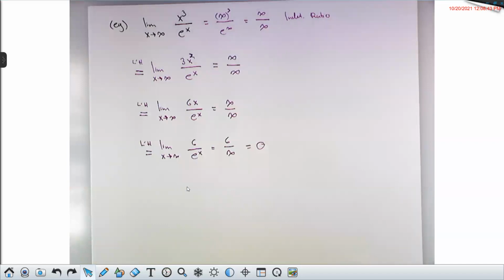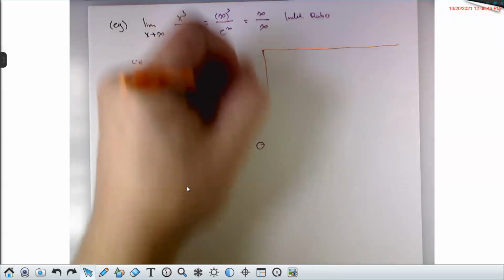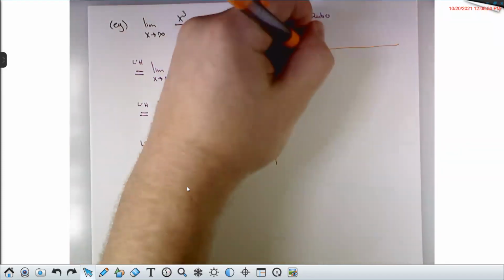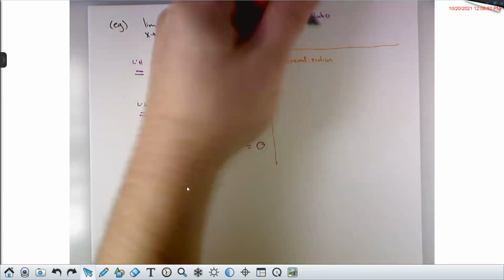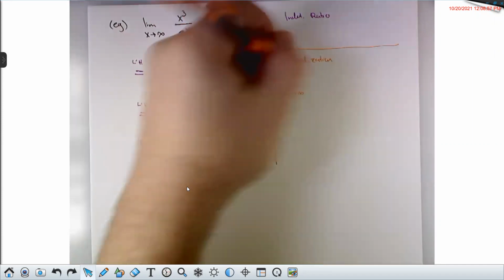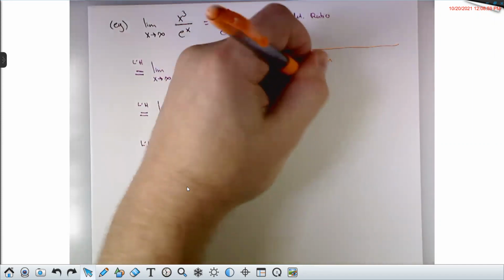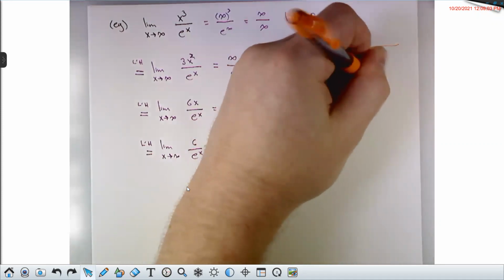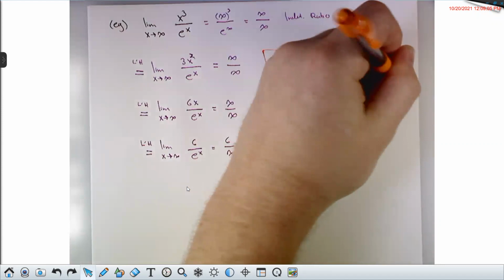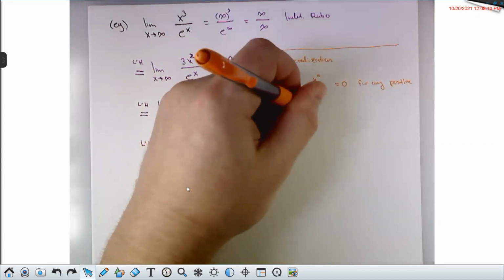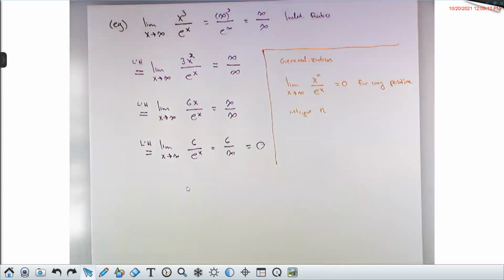And kind of a neat fact here, a generalization, is that the limit as x goes to infinity of x to the n over e to the x will always be 0 for any positive integer n. And for the proof, you would just run L'Hopital's rule n times.